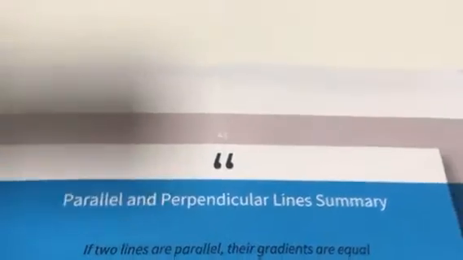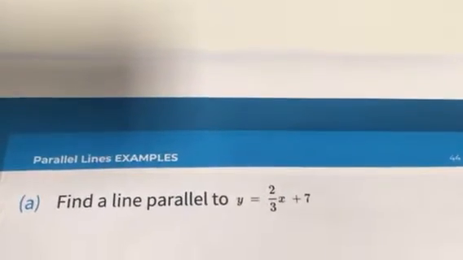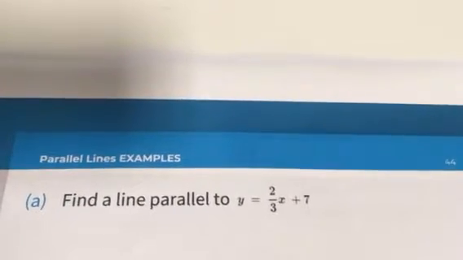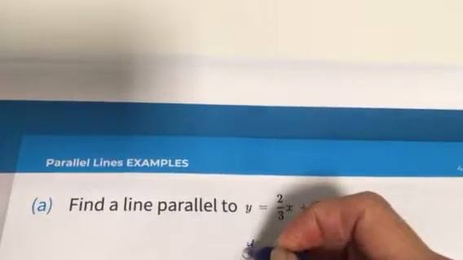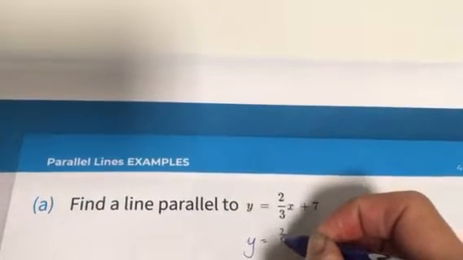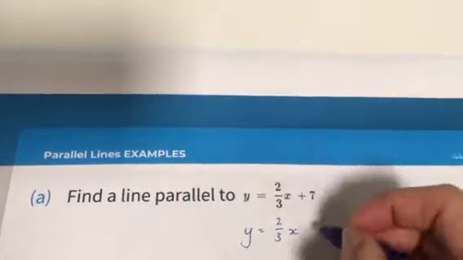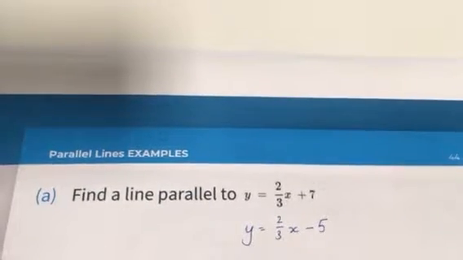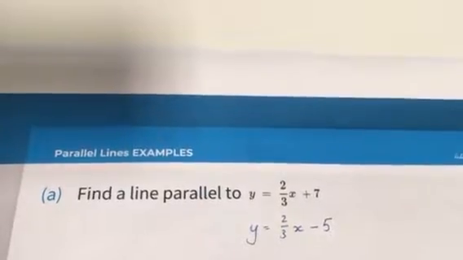If you just pause for a moment. So let's have a look at this. Find a line parallel to y equals 2/3 x plus 7. So really, to find a parallel line, what we know is that the gradient must be equal. So a possible parallel line is y equals 2/3 x, and really I can add or subtract any number I like. So I could say, okay, subtract 5. I could add 32 on 4. I could take away a decimal. It doesn't really matter, but that is one parallel line.